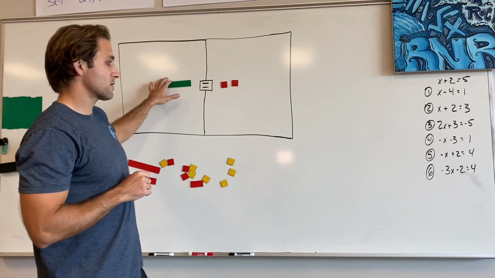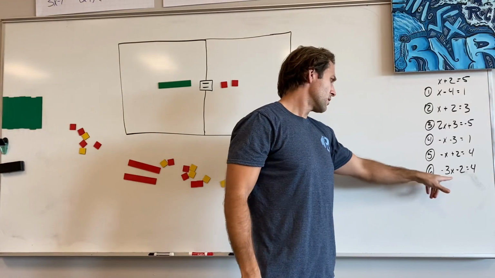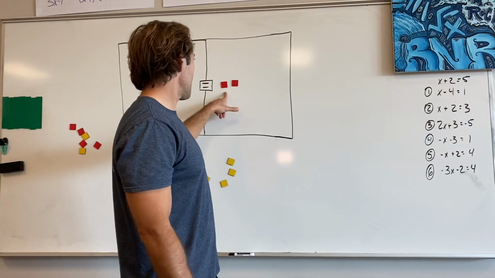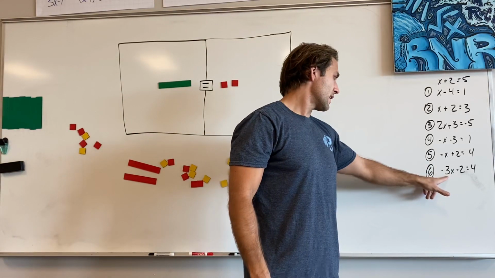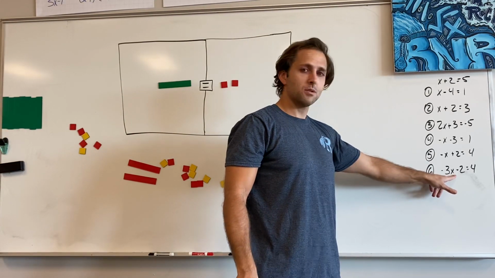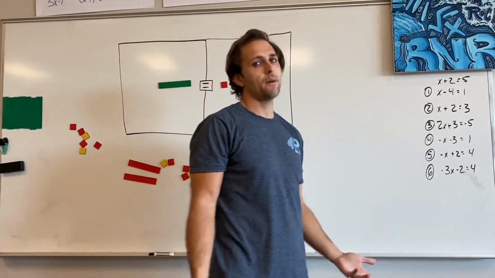And that's our solution. And let's check it, just for good measure here on the last one. We're saying that x is equal to negative 2, so negative 3 times negative 2, that's a positive 6. Minus 2, that's 4, and that works.